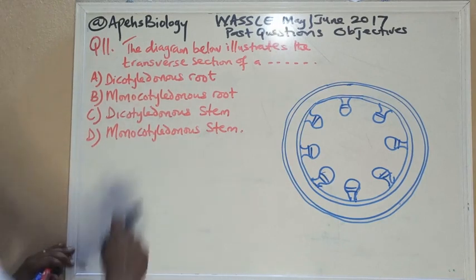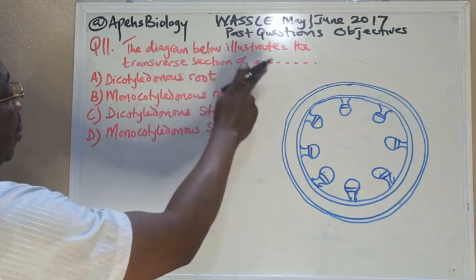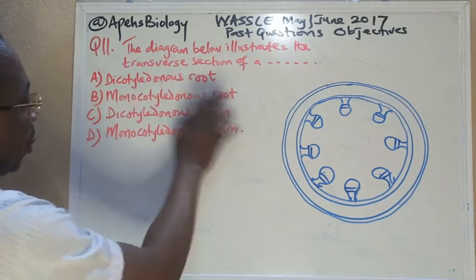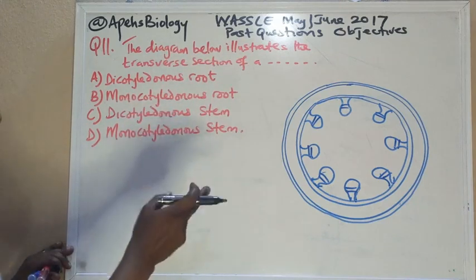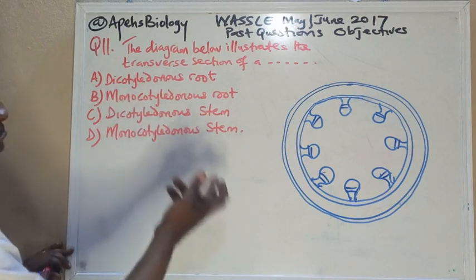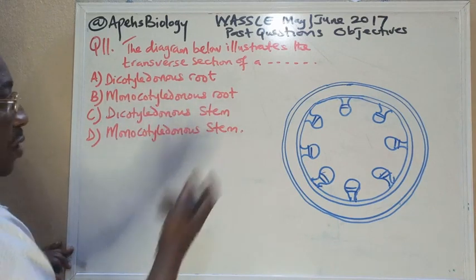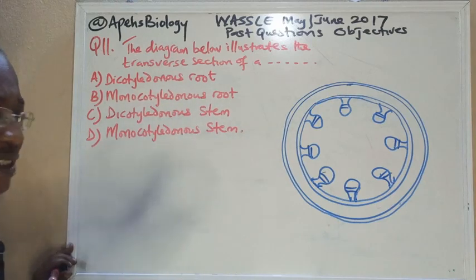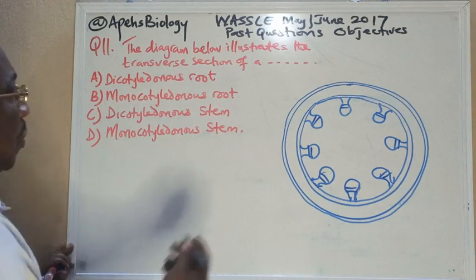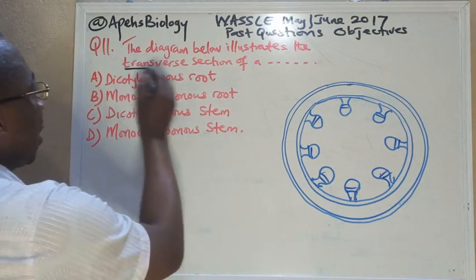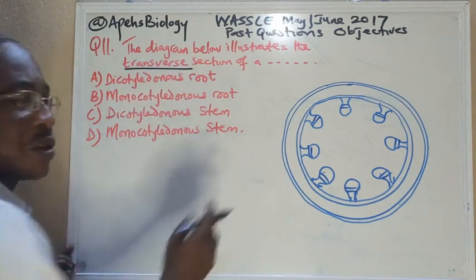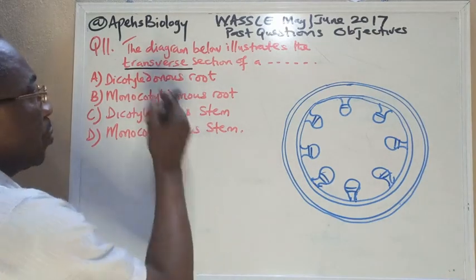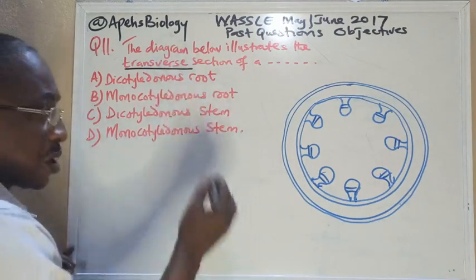And the question says, the diagram below illustrates the transverse section of which of these? Is it a dicotyledonous root, monocotyledonous root, or dicotyledonous stem or monocotyledonous stem? That's the diagram. This diagram, if you don't understand it, there is no way you can answer it. Please be informed that the word transverse section also means what is called cross section. So transverse section also means cross section.